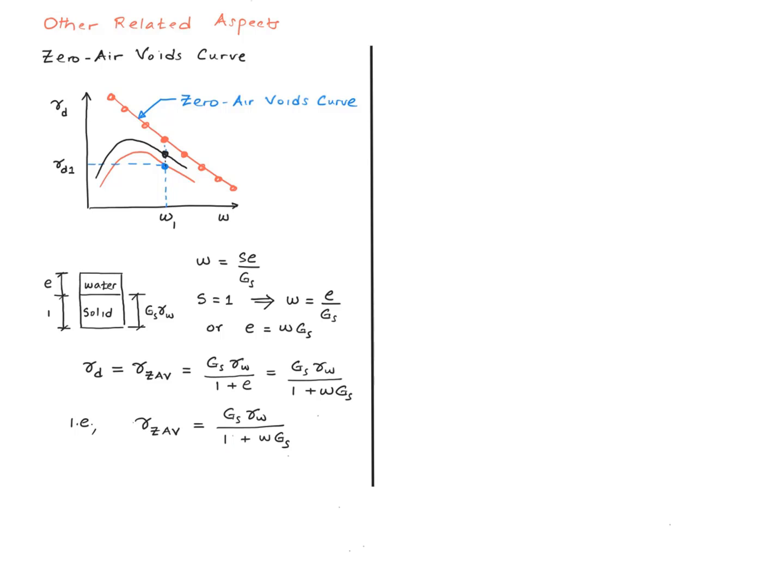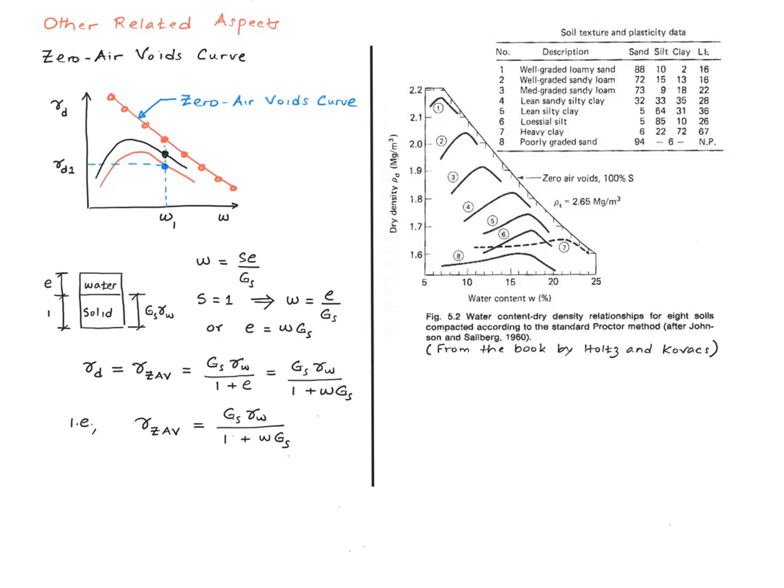On the right hand side of this equation we have G sub S and gamma sub W, right? So these are the two constants. Gamma sub W is the density of water, which is a constant. G sub S obviously varies from soil to soil, but it always lies in a very narrow range between 2.6 and 2.8. And therefore, this curve here is approximately a constant for all the soil.